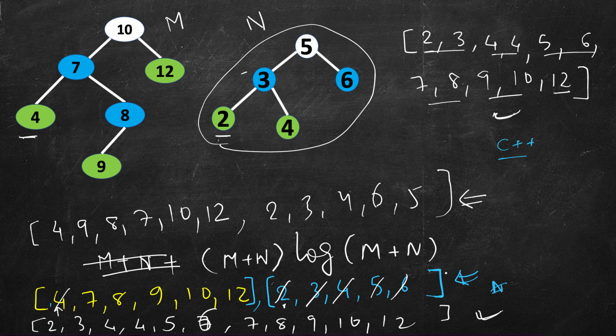So what is the time complexity here? To get these two lists, we took m plus n. We did traversals, and then merging would take another m plus n time.